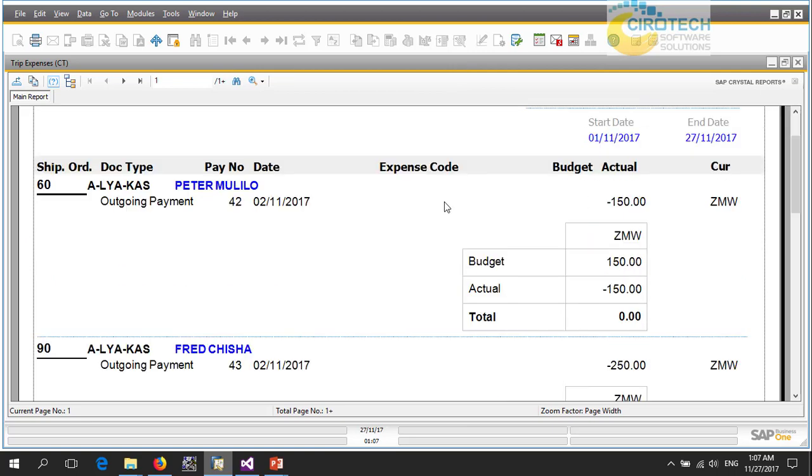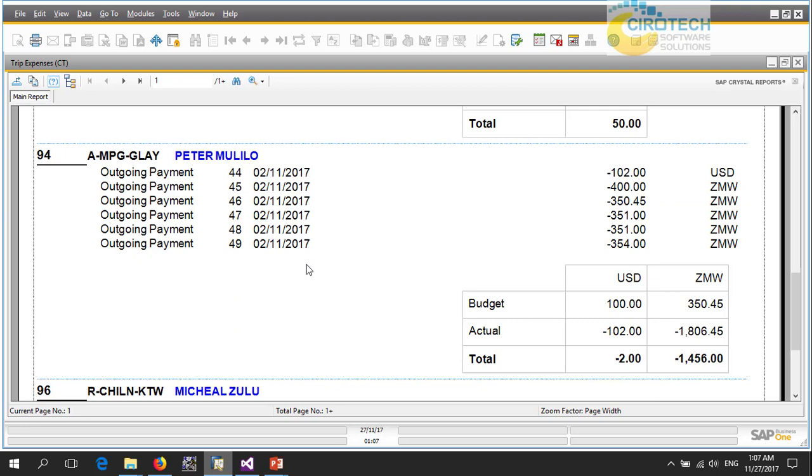This particular example shows a couple of shipping orders in the date range that I specified, and it tells us the route code, the driver's name, any budget expenses versus the actuals that are being paid. It has the advantage of showing all the different currencies involved in a consignment note.